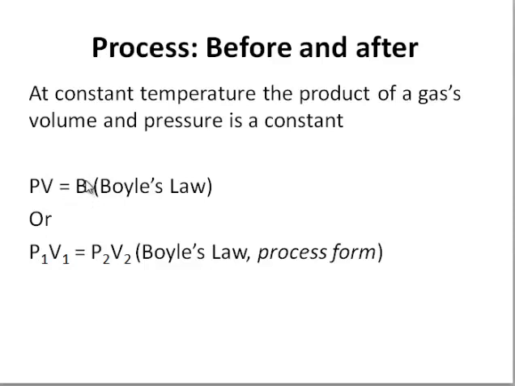In process form, or to arrive at an equation for process form, consider that this PV will always be B before and after any process, or PV before equals PV after, or P1V1 equals P2V2. This is the common process form of Boyle's law, relating pressure and volume of a gas before and after a process.